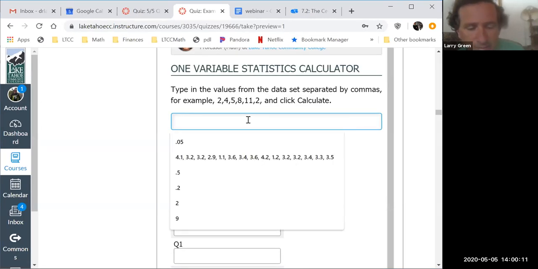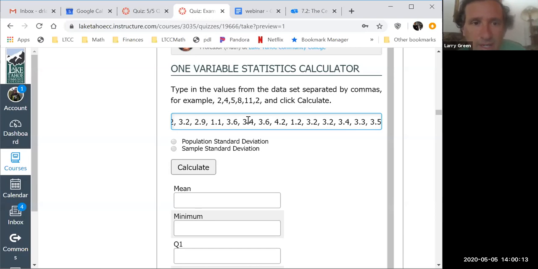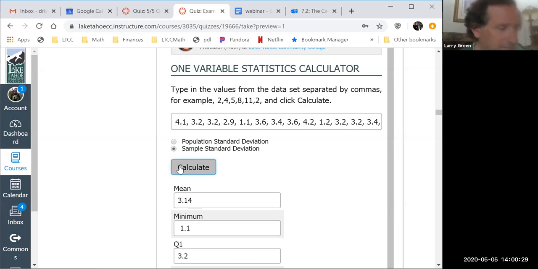And I am going to pop these in. I put commas in the middle, so everything's ready. Just copy and paste. Notice this was a sample. It's a bunch of kittens that we looked at. So this is the sample standard deviation, not the population. And I hit calculate.